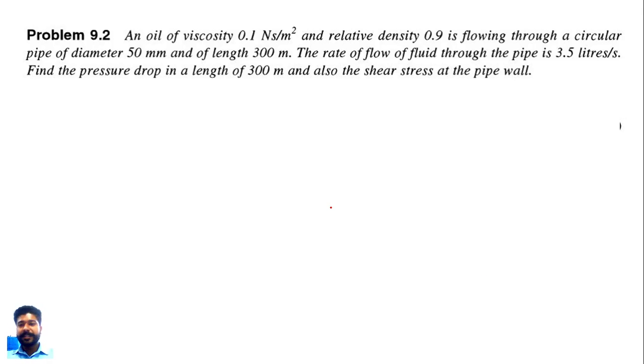Let us see one more example based on this Hagen-Poiseuille formula. The oil of viscosity 0.1 Newton second per meter square, so it is already in SI unit. Relative density is 0.9, so first of all convert the relative density by multiplying by 1000. It is flowing through a circular pipe of diameter 50 mm, so 50 divided by 1000, and that will be in meter.